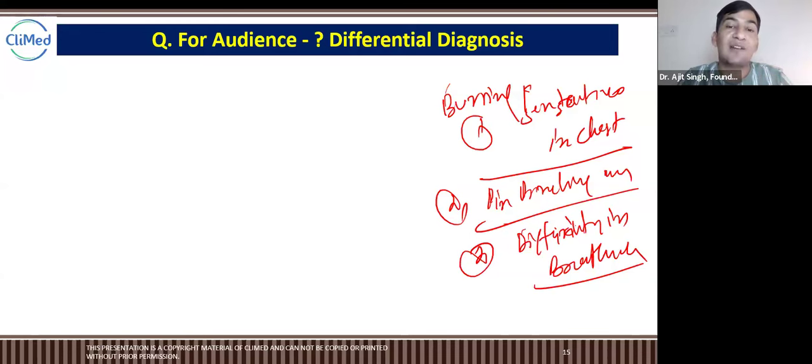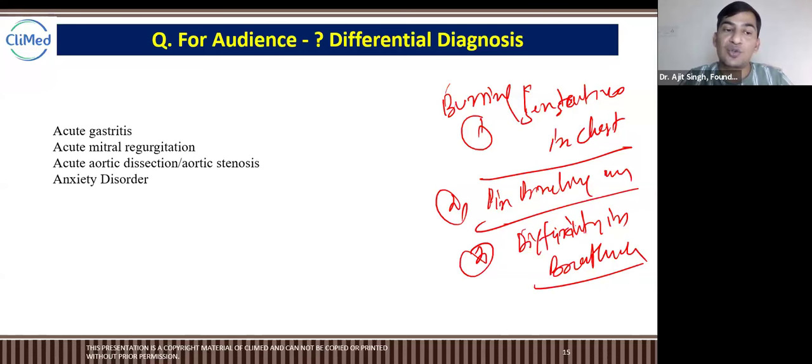And we have to check what exactly the problem is, as we check with troponin T, angiogram, ECG, echo. So we have confirmed now that this was MI, but what else could it be? What else could the differential diagnosis be? Okay, so let's see. It could be acute gastritis, acute mitral regurgitation, acute aortic dissection or aortic stenosis, it could be anxiety disorder.